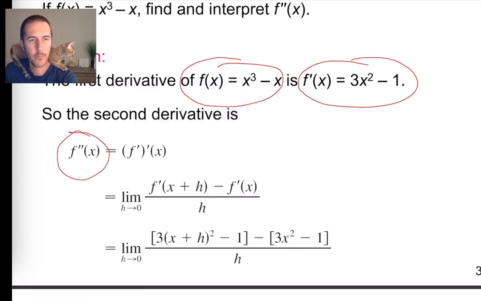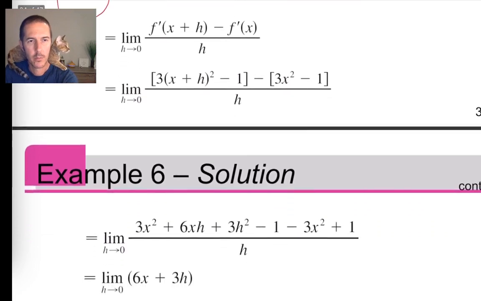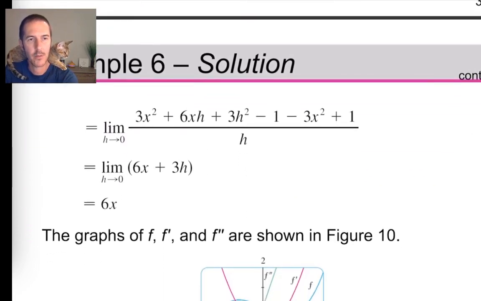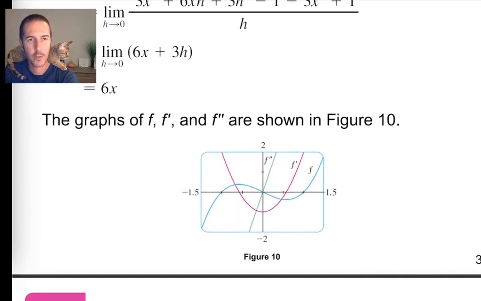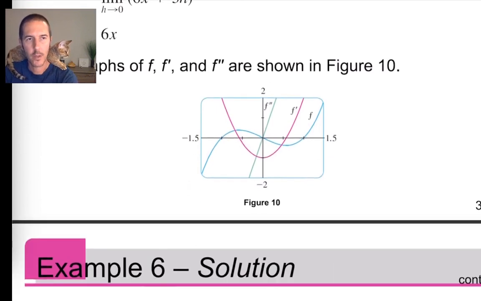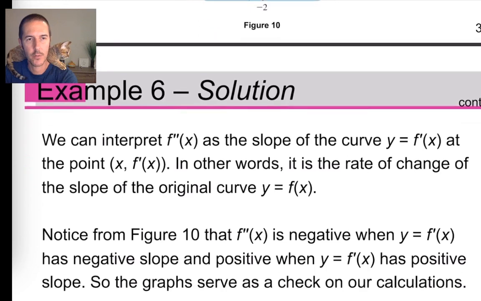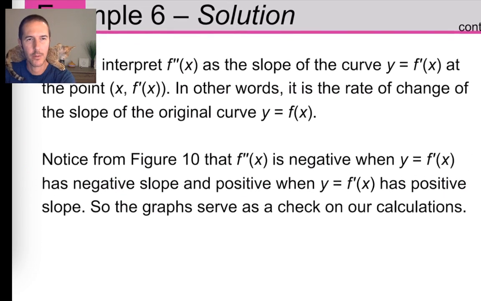After going through the motions, we find that the second derivative is 6x. And here's the graph of all three of those functions, the original function, the first and second derivative. So again, that'd be a good exercise for you in practicing finding your first derivatives using the limit process. Start with that function and you've got two answers there, first derivative and second derivative.